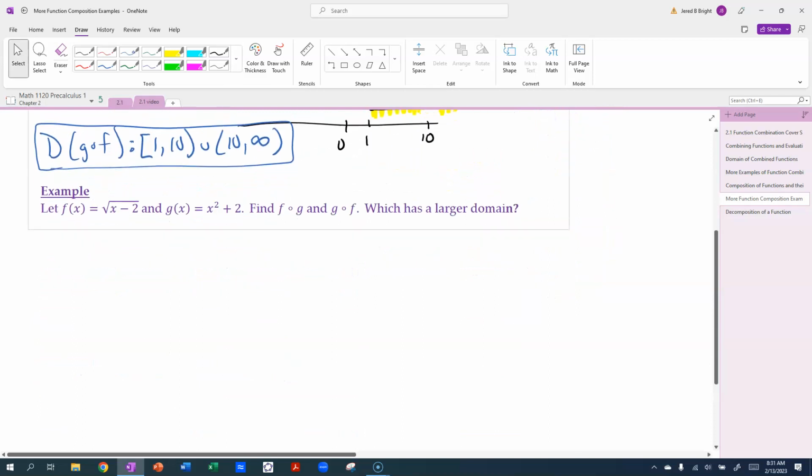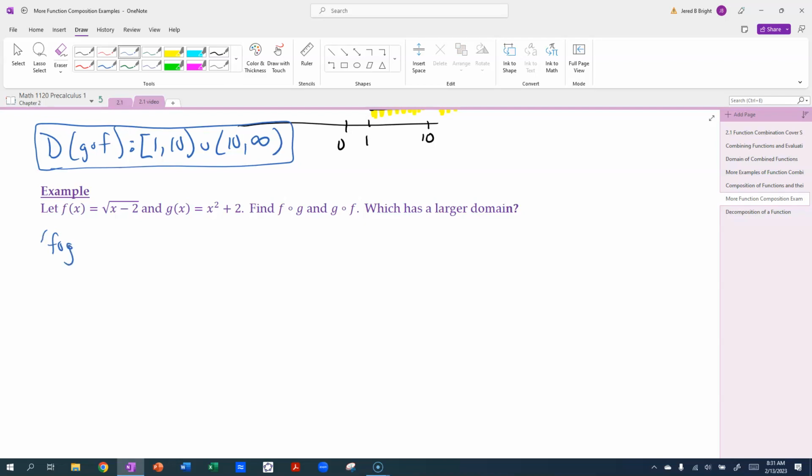All right, last example here. We have two functions. Find the two compositions and then which one has a larger domain? That's an interesting question. I'm just going to go a little bit faster.